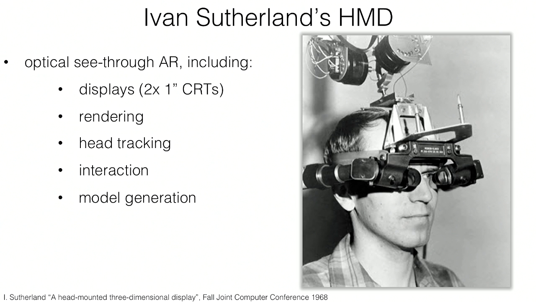Taking a closer look at Ivan Sutherland's Sword of Damocles here, that was the first optical see-through augmented reality display. He had beam splitters, so you can see the real world through it. There are 1-inch CRT monitors on the side that present a stereoscopic stimulus. There was already head tracking using mechanical and ultrasonic tracking. There was model generation. I mean, he was just rendering a wire cube, but that was revolutionary at the time because the graphics didn't exist, basically.